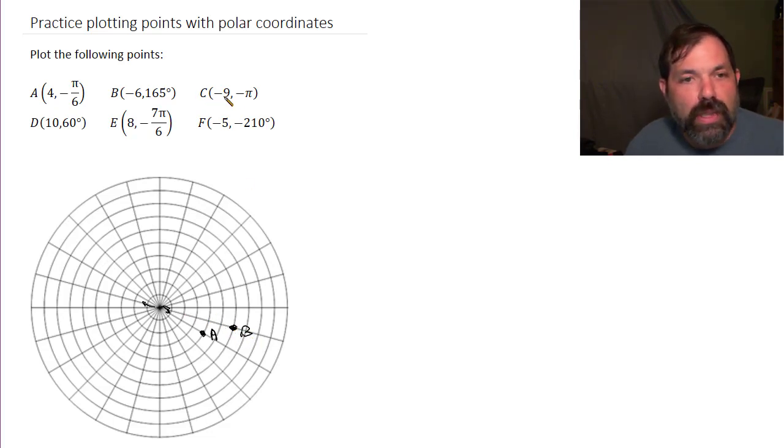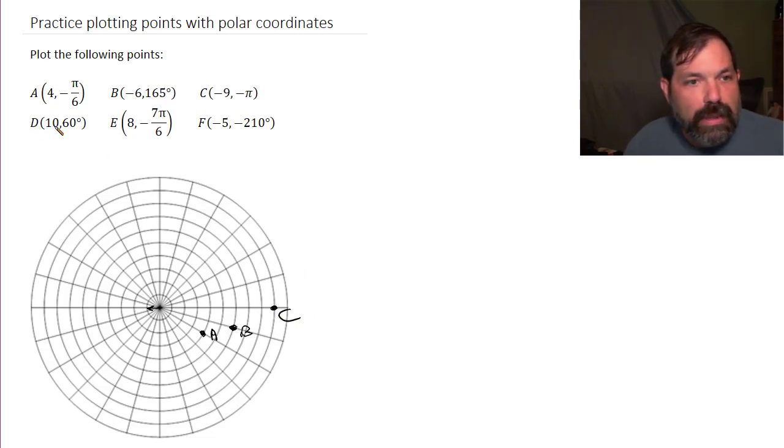Point C, negative 9, negative pi. All right, so negative pi is a half rotation, and then negative 9. So let me erase some of these little arrows now. Negative pi, so I'm on this axis, and then 9 steps in the negative direction. There's point C.